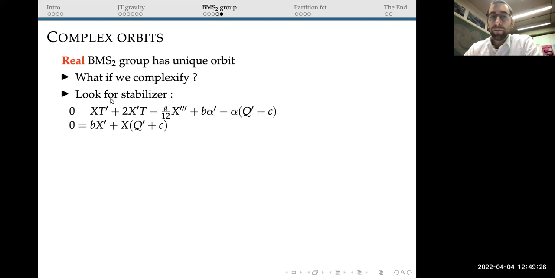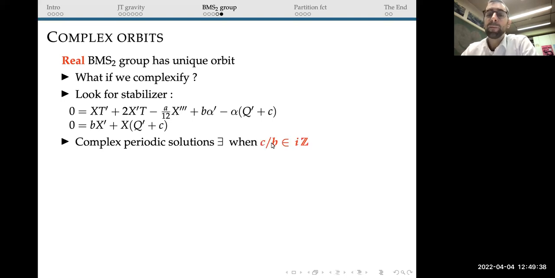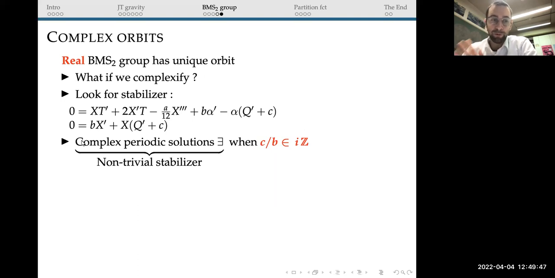Now, it turns out that if you think of this as complex differential equations, generally with complex currents and complex central charges, you find that complex periodic solutions do exist now. So the stabilizer is non-trivial, but solutions exist only if this condition is satisfied: if C over B is an imaginary integer. First, just to stress what this means: with complex central charges that satisfy this constraint, you can have a non-trivial stabilizer, which is to say that your orbit does now have a strictly positive codimension.